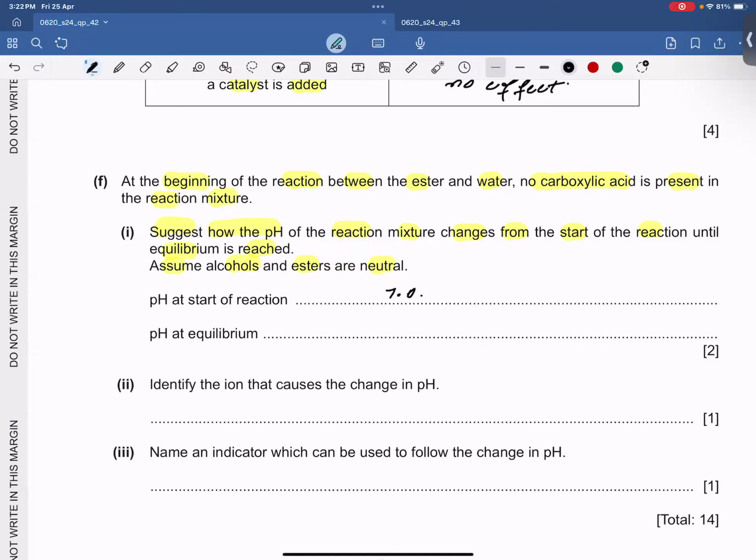pH at equilibrium, obviously, there will be some carboxylic acid at equilibrium, and carboxylic acid is basically a weak acid, so its range could be between 3 to 6.5. Okay, 3.0 to 6.5.